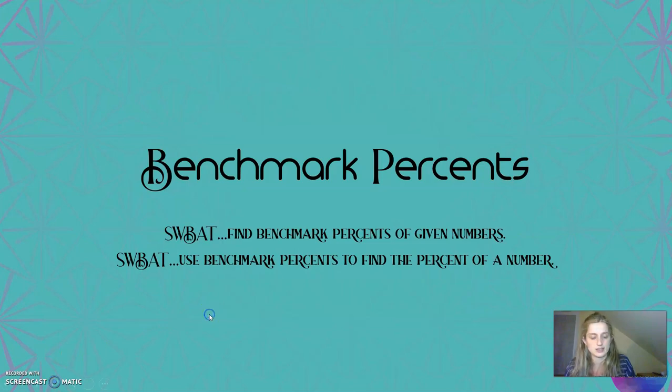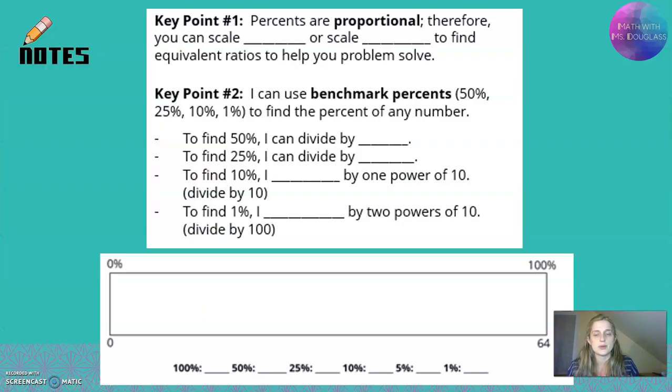pretty easily. Okay, so one thing to remember is that percents are proportional. That means that you can scale up or down to find equivalent ratios to help you solve your problem. Now, benchmark percents are like those really frequent numbers that you hear a lot about, like 50% and 25%. The other two, probably the most important two, are 10% and 1%. Now, these are the four percentages that we're going to be able to find really quickly. So here are the rules for how to find them.